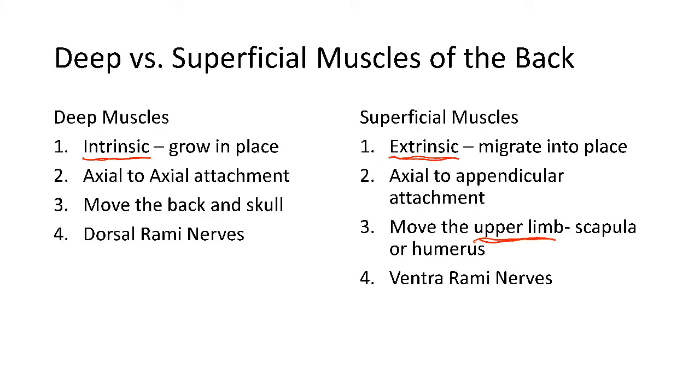And finally, from the other lecture on nerves and mapping, you may remember the phrase dorsal rami nerves. Dorsal rami nerves only go to deep muscles of the back, versus superficial muscles go to ventral, and I forgot the L, so I'll write it in. Ventral rami nerves go to superficial muscles of the back, as well as the other muscles of the limb, but superficial muscles, since they move the limb, get ventral rami nerves.